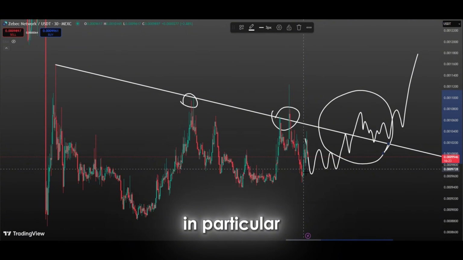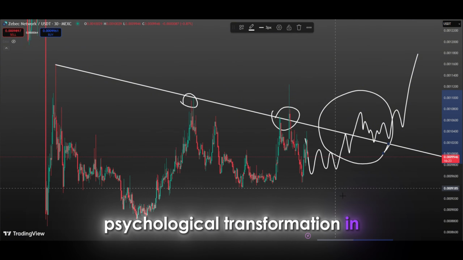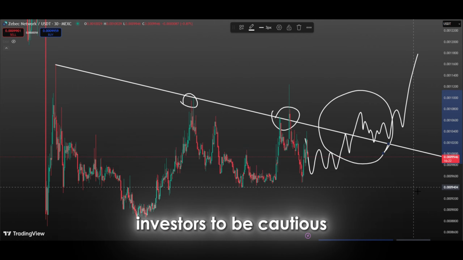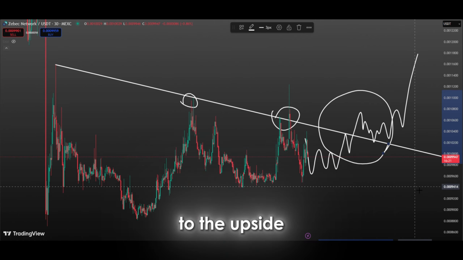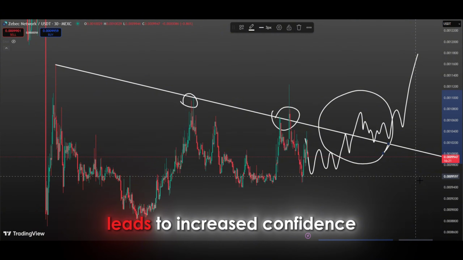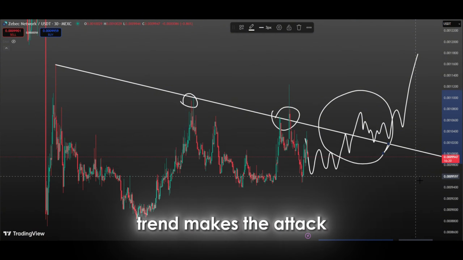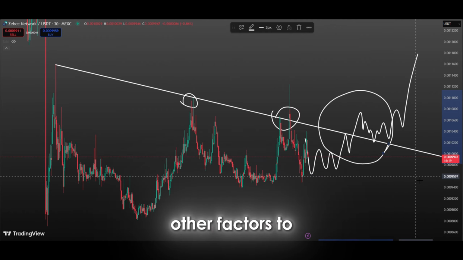Breaking downtrends in particular creates a major psychological transformation in the market. While prolonged downtrends cause investors to be cautious, breaking these trends to the upside leads to increased confidence and buyers entering the market more strongly. Breaking this downtrend makes the attack, but we need to look at other factors to be sure.